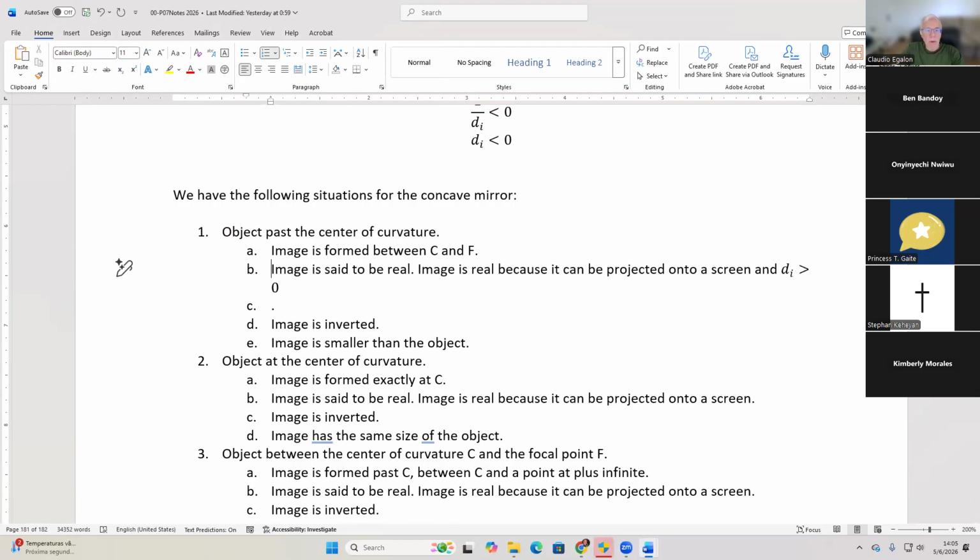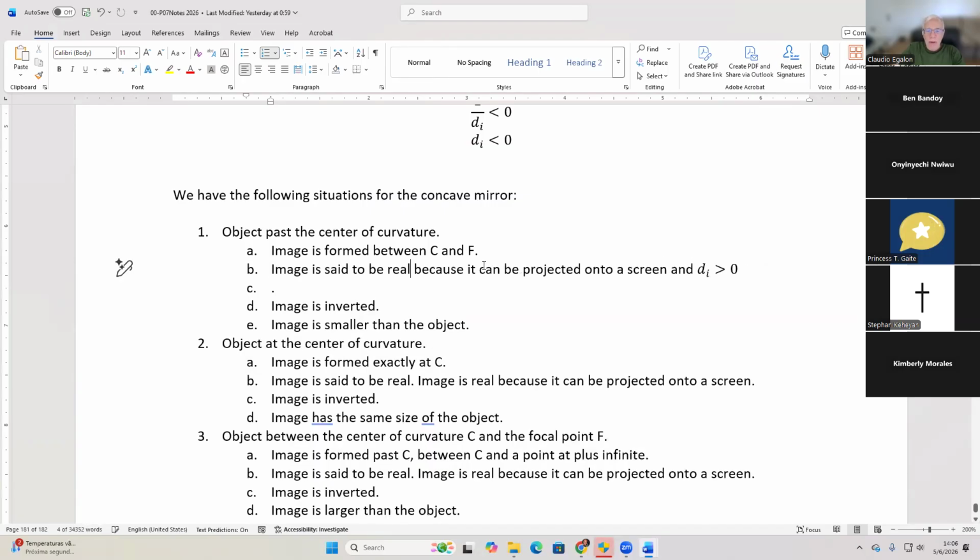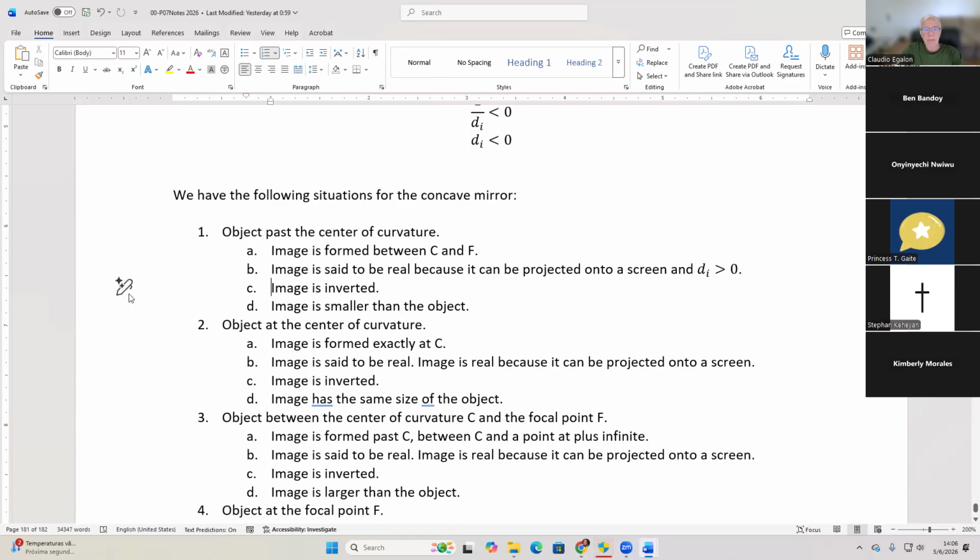Image is said to be real because it can be projected to a screen and the I is greater than 0. Image is inverted. I'm going to show you the equation that tells whether the image is inverted or not. Image is smaller than the object.